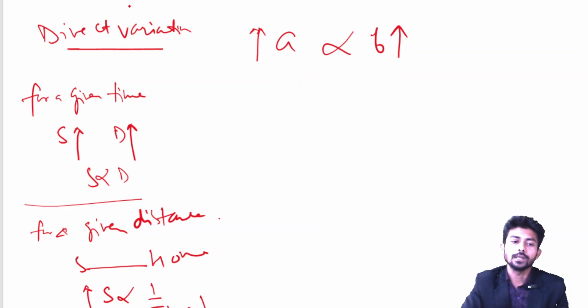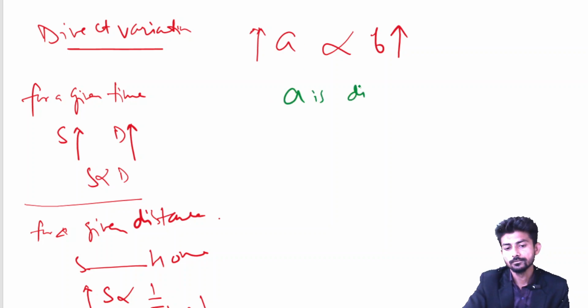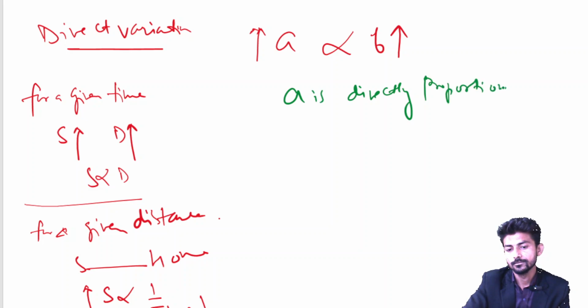Okay, now just understand this here. Let's suppose we are saying that A is directly proportional to the square of B.